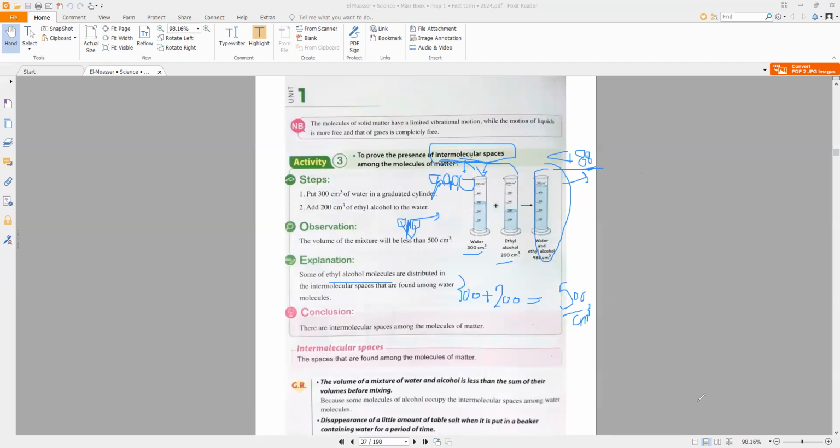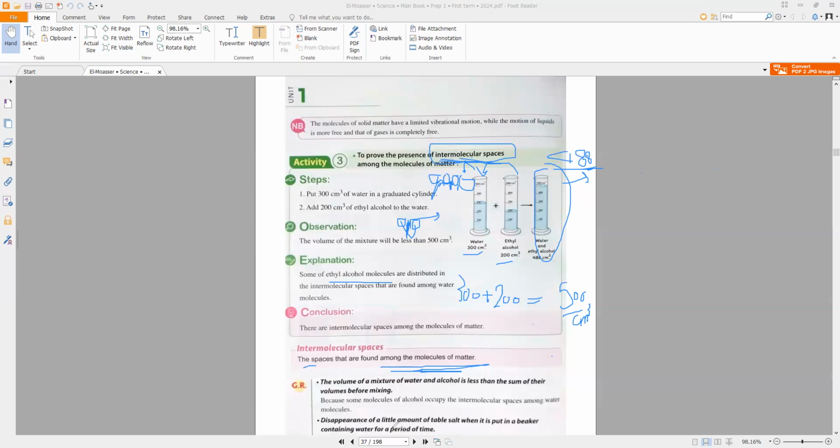So what is the intermolecular species? The species that are found among the molecules of the matter are called intermolecular species. Give a reason: the volume of a mixture of water and alcohol is less than the sum of their volumes before mixing. Why? Because some molecules of alcohol occupy the intermolecular spaces of water molecules, so the total volume after mixing is less than the total volume before mixing.